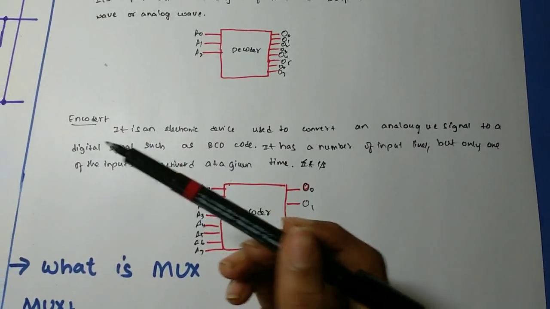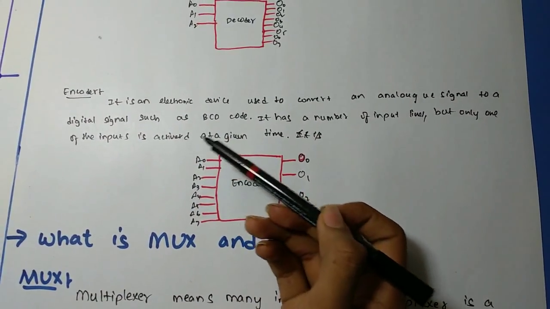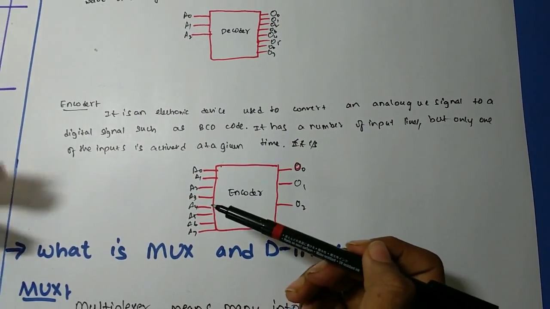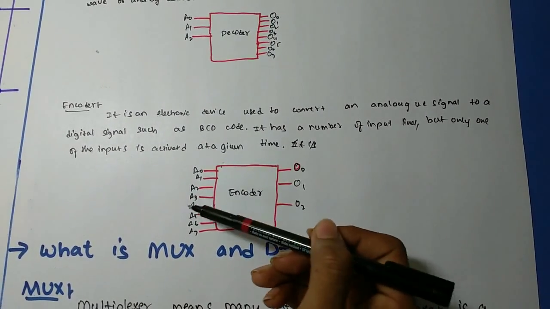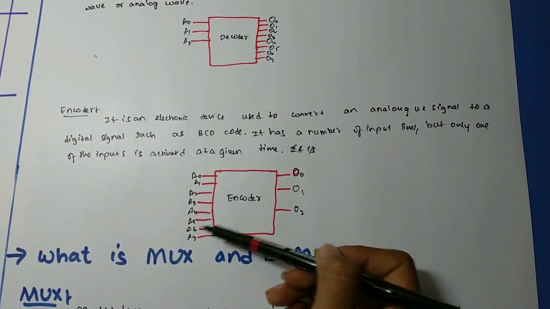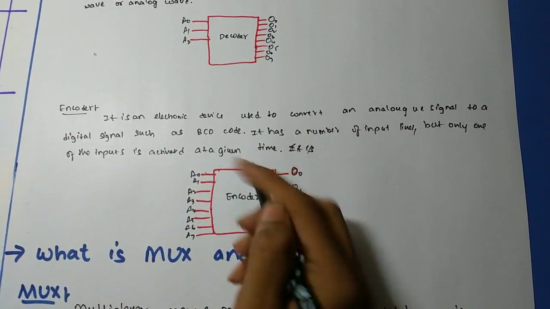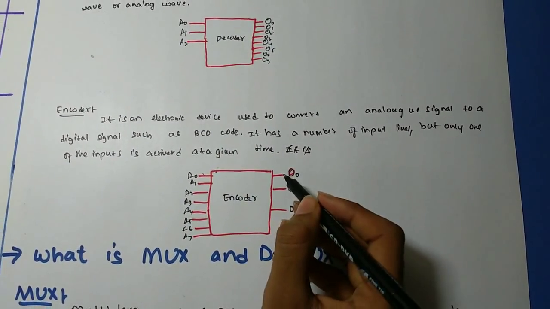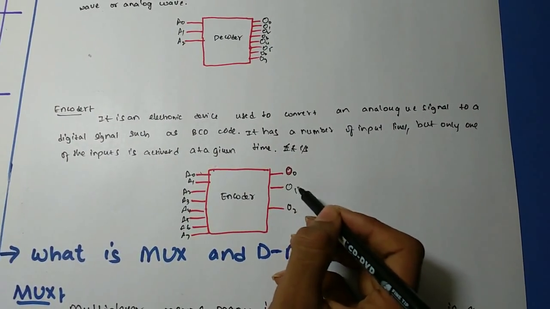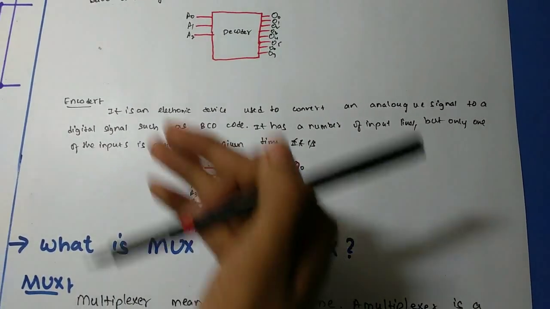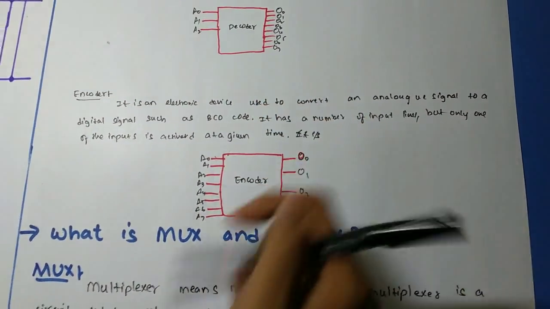Encoder. What is an encoder? It's an electronic device which is used to convert an analog signal to a digital signal. It is like a BCD code. It has a number of input signals, but only one output. Like, see here we can see 8 input symbols, and O0, O1 and O2 are the outputs. So this is exactly opposite to the decoder.